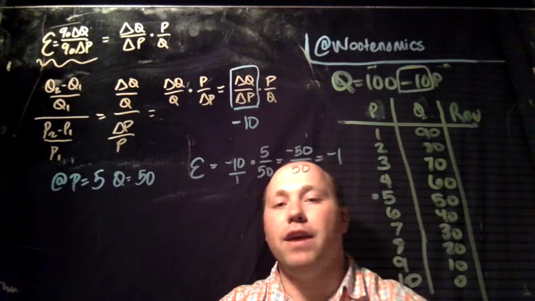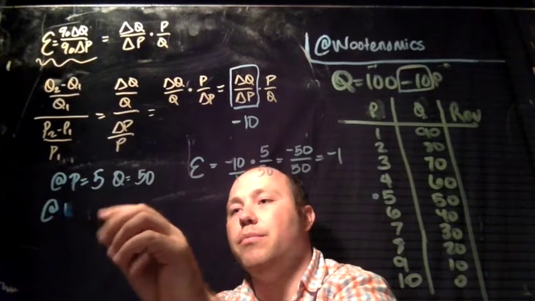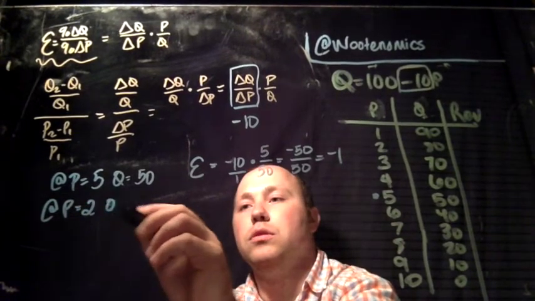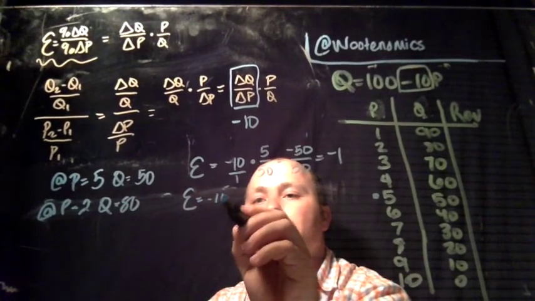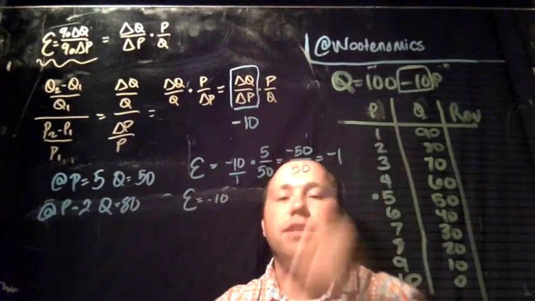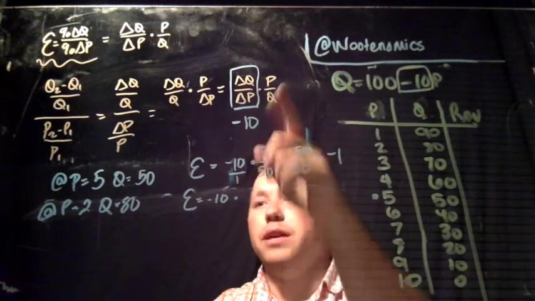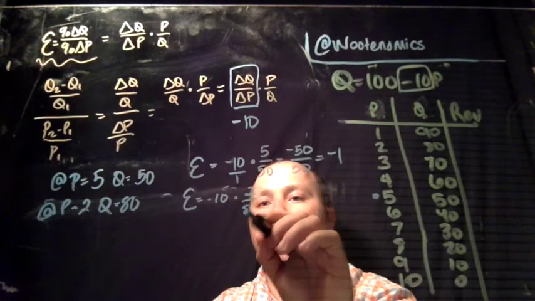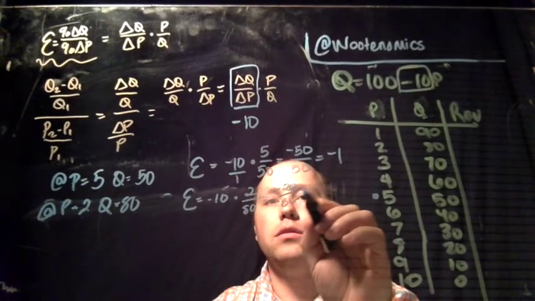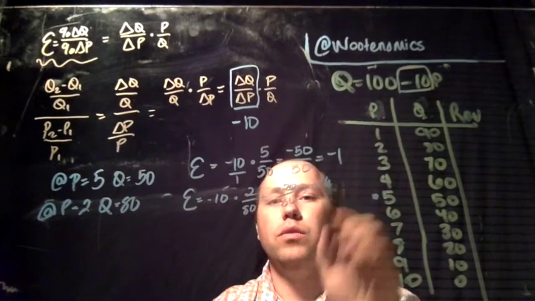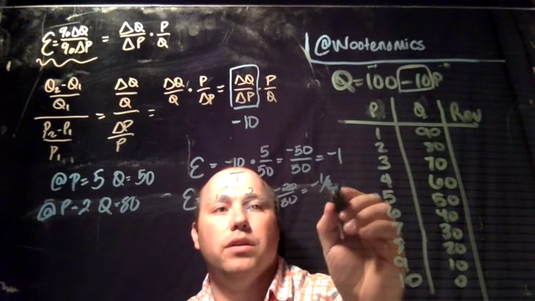So we know here at 5 it's negative 1. Let's pick one of these smaller numbers. Let's do it at a price of 2, which means we have a quantity of 80. The elasticity starts with minus 10, so this part hasn't changed. We still have that same negative 10 relationship here, times a price of 2 over a quantity of 80. So we have minus 20 over 80. We have minus 1/4.